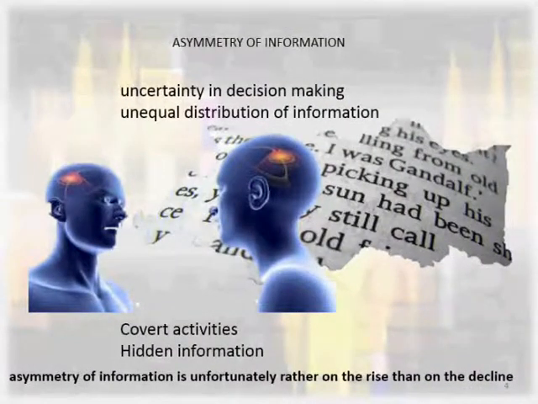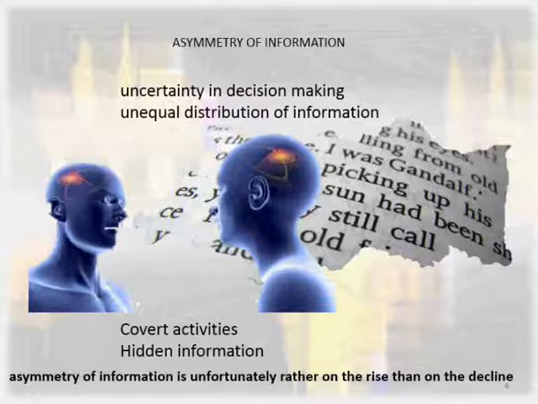Asymmetry of information is one of the causes of uncertainty in decision-making. We can also talk about an unequal distribution of information. The information asymmetry occurs despite the general availability of modern technologies that allow fast transmission of information. Therefore, people are looking for ways to shorten the time needed for transmission of information from source to user.